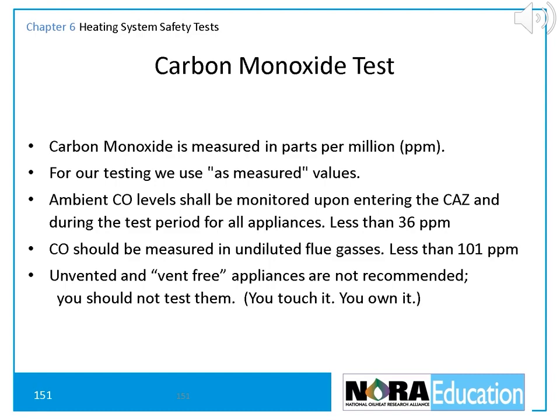The carbon monoxide test. Carbon monoxide is measured in parts per million, ppm. Most carbon monoxide testers calculate as measured and air-free CO levels. For this testing, they use as measured values. Home performance contractors measure ambient CO levels. Ambient means the air in the room. BPI certification requirements state that ambient CO shall be monitored upon entering the CAZ and during the test period for all appliances. An ambient reading of over 35 parts per million is considered unsafe and requires action.